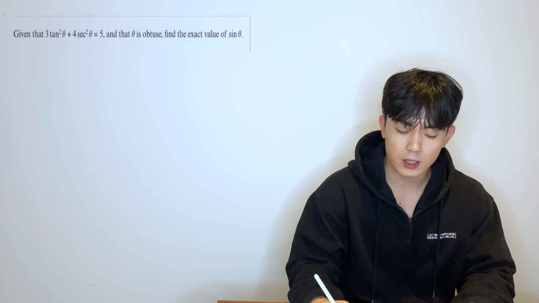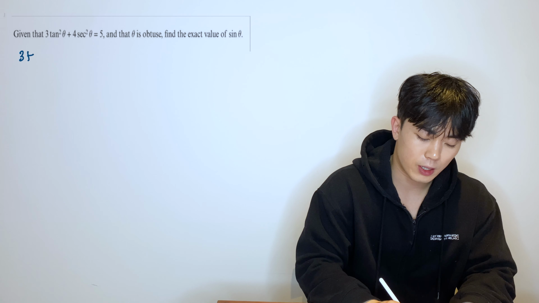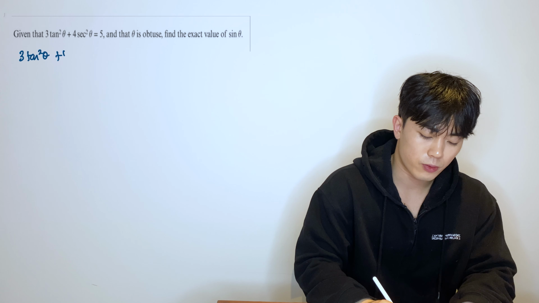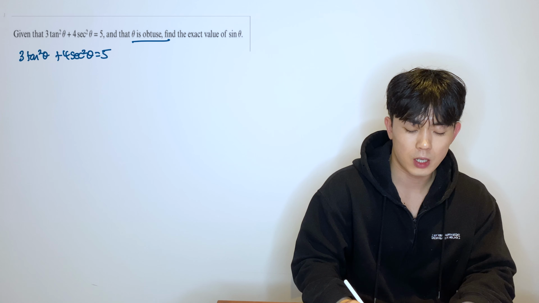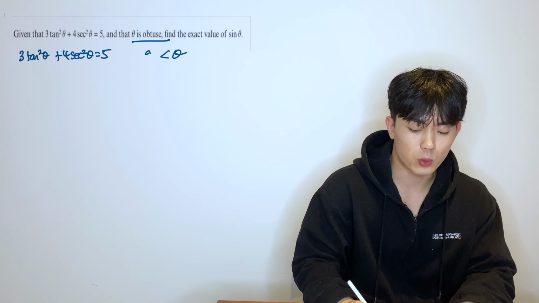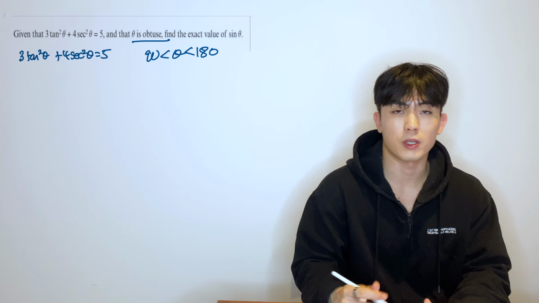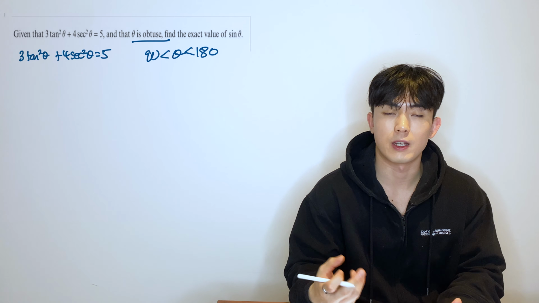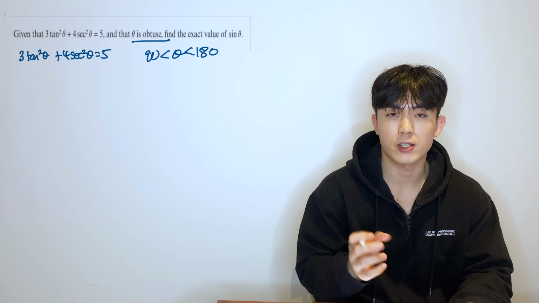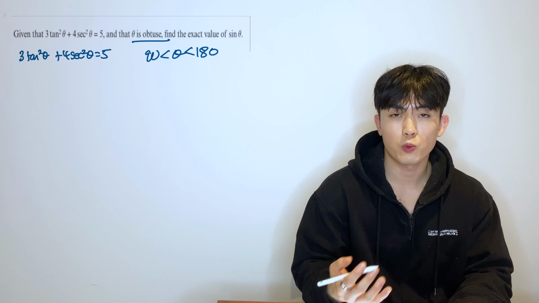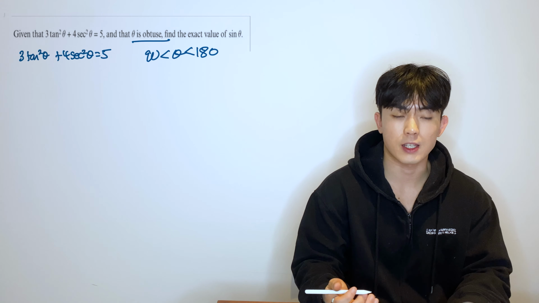Right, so starting from here, we have 3 tan squared theta plus 4 sec squared theta is equal to 5. And they told us theta is obtuse. Obtuse, we know that means it's between 90 and 180. This will be useful later on when we find whether it is positive or negative. So first things first, we want to try and change it into one term. So we ideally want to change the sec, because tan is just easier for us to use.